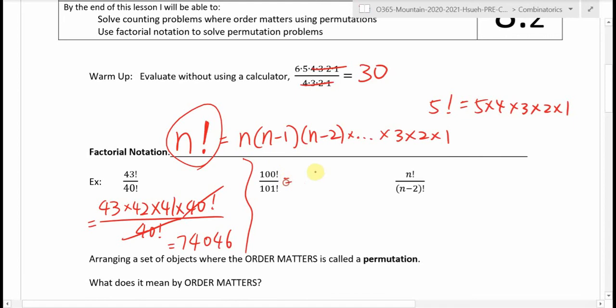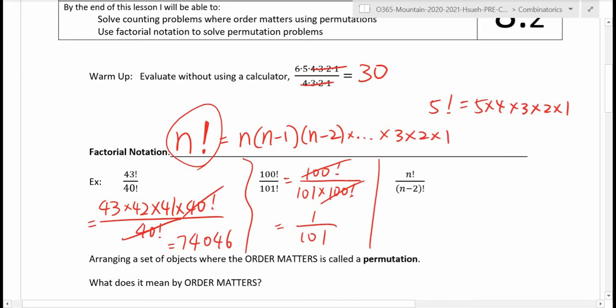Hopefully you got this one here, 100 factorial. You don't need to actually expand that. The one you need to expand is the one in the denominator. So this is going to be 101 times 100, 99, 98, and so on, which is simply 101 times 100 factorial. Then you can reduce those, so your answer is 1 over 101.